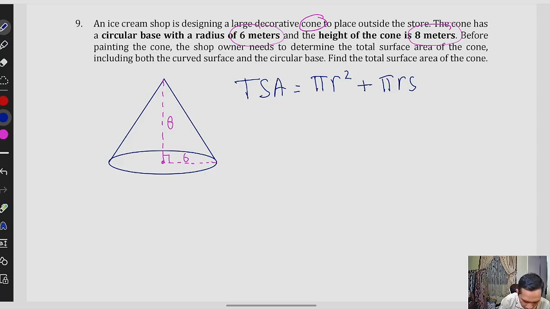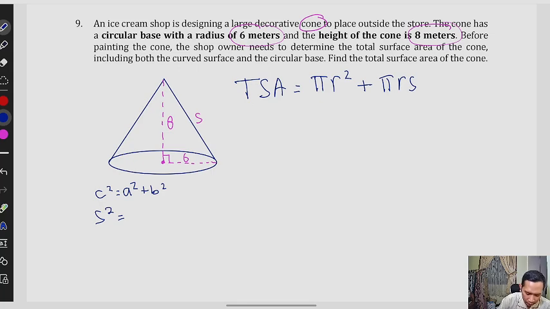But unfortunately, here we don't have the s, the slant height. But we have 8 and 6 there, and this looks like a right angle triangle. So we can use Pythagoras theorem. s here is the hypotenuse, because it's in front of the 90-degree angle. So s here is the c. We have c squared equals a squared plus b squared. This is Pythagoras theorem. So we have s squared equals a squared plus b squared.